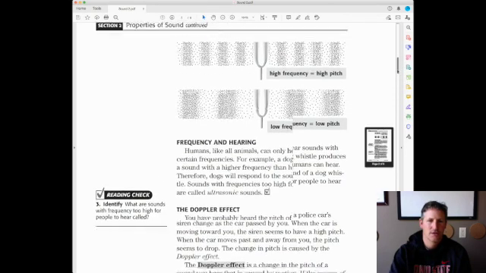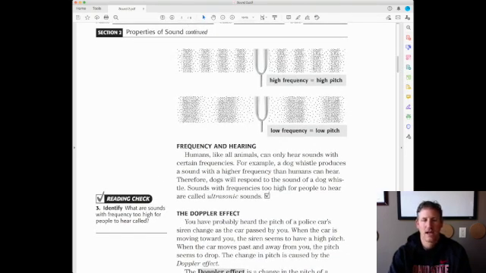So frequency and hearing: you can see that a high pitch here has more compressions and rarefactions, and a low pitch has not as many waves. It's a lower wave. Humans, like animals, can only hear sounds with certain frequencies. For example, a dog whistle produces a sound with a higher frequency than humans can hear. Therefore, dogs will respond to the whistle.